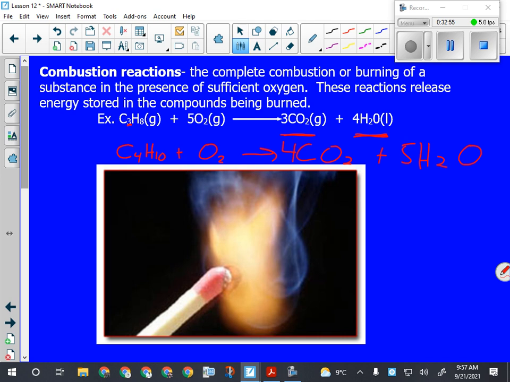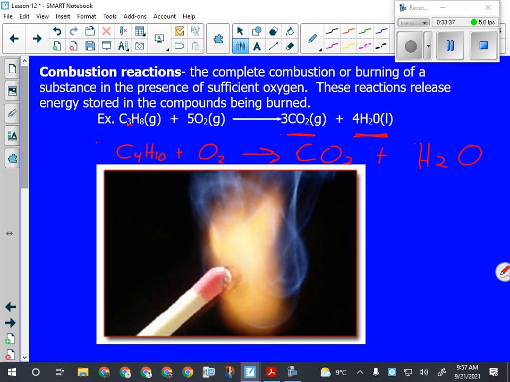How many oxygens here? 8. Plus 5 more is what? 13. What times 2 gives me 13? Nothing. 6.5. Can I have 6.5 oxygen molecules? No, I can't. Oxygen's diatomic. It doesn't come as a single. Having 6.5 would imply 5 whole ones or 6 whole ones and 1 oxygen atom freely. That doesn't happen. I can't have a 0.5 when I'm balancing reactions. So the only way to get rid of that 0.5 is to double it. By doubling it, I will get rid of the 0.5.